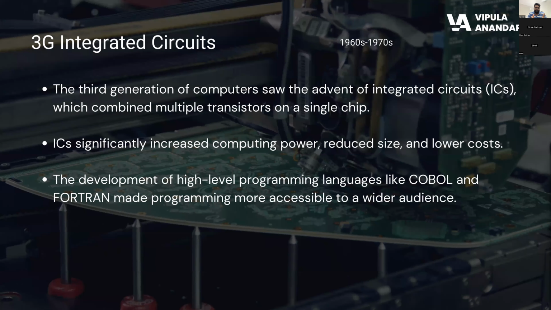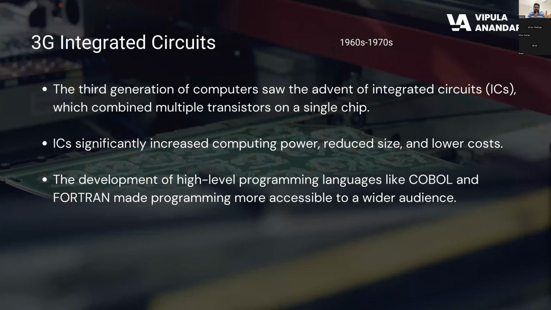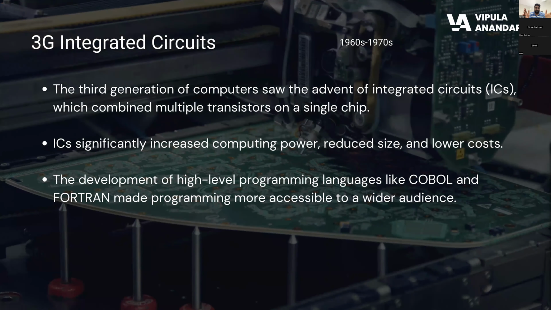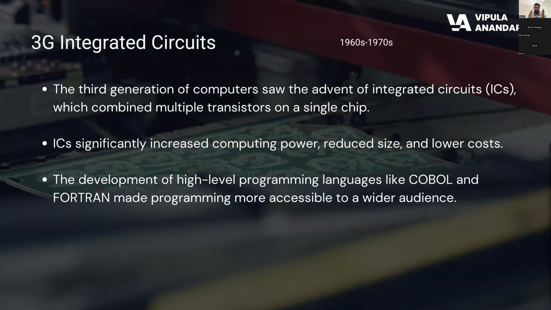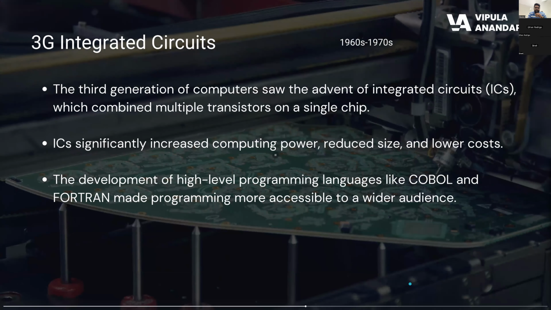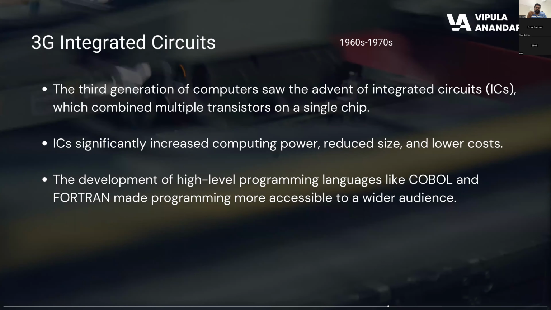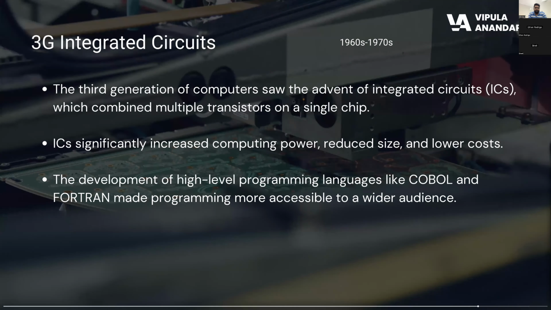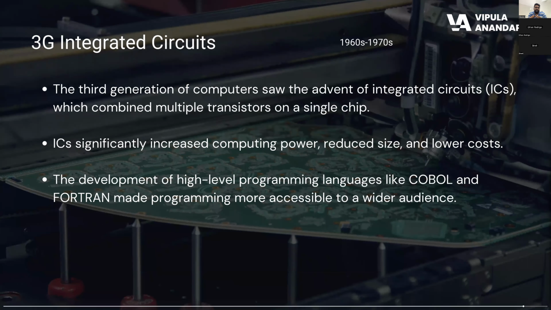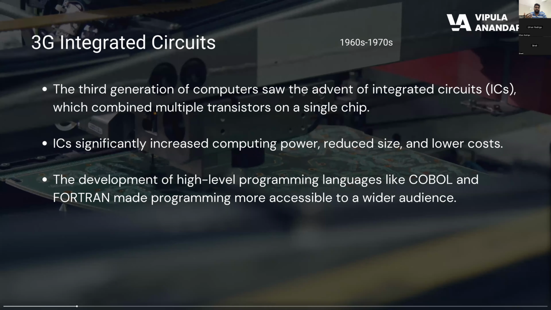Okay, super. So then the third generation. Now we are in the time period between the 1960s and 1970s. This is the time period where we had a big leap when it comes to computing, a big leap of integrated circuits, and computers became faster.